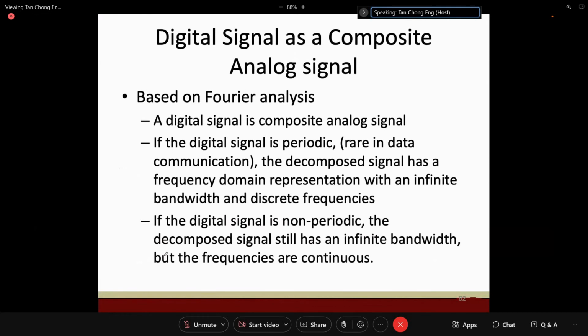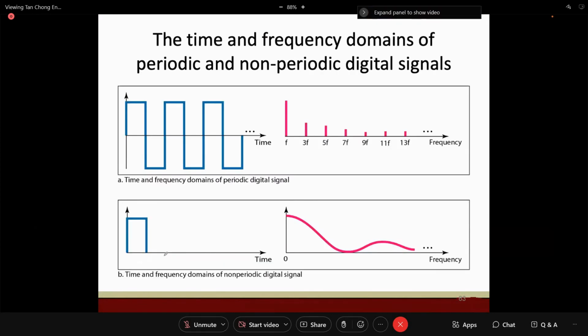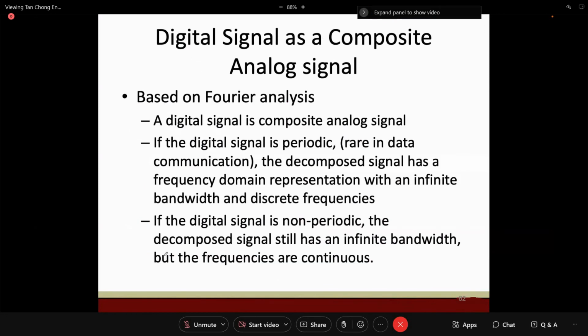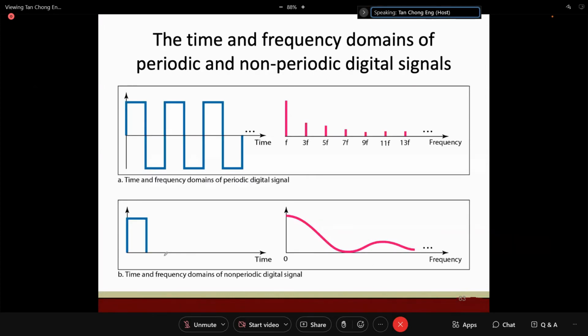All right, so some of these things I'll just leave it to you. Now we are done with the composite analog signal, which is the analog signal that already carries digital signal. Then we call it a composite analog signal. The moment they carry data, they will become ugly, multiple frequency. You can see that they have multiple frequency.